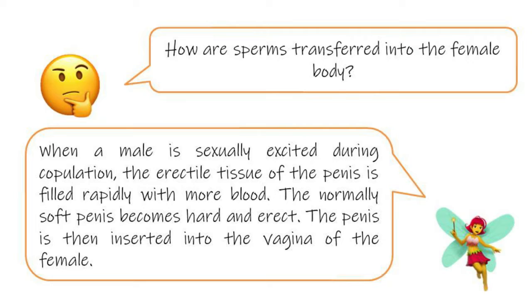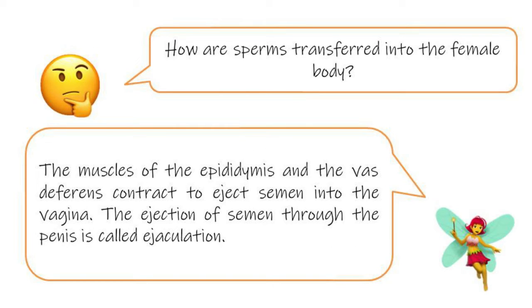When a male is sexually excited during copulation, the erectile tissue of the penis is filled rapidly with more blood. The normally soft penis becomes hard and erect. The penis is then inserted into the vagina of the female. The muscles of the epididymis and the vas deferens contract to eject semen into the vagina. The ejection of semen through the penis is called ejaculation.